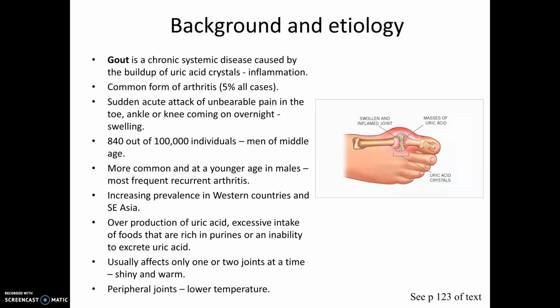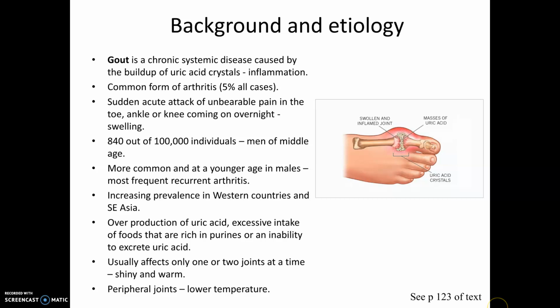So a really common recurrent type of joint problem. The joints of the extremities tend to be hot to the touch and swollen because of the accumulation of uric acid in these joints. And again, it's very common in the peripheral joints, the joints of the fingers, the toes. Sometimes more than one joint is affected.